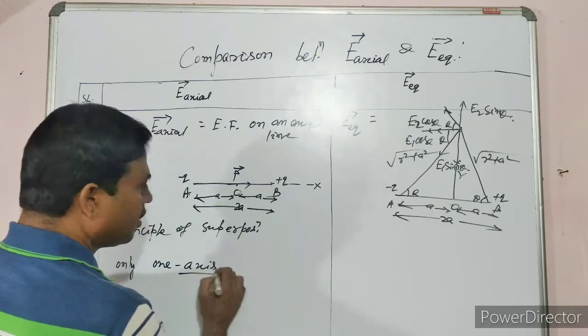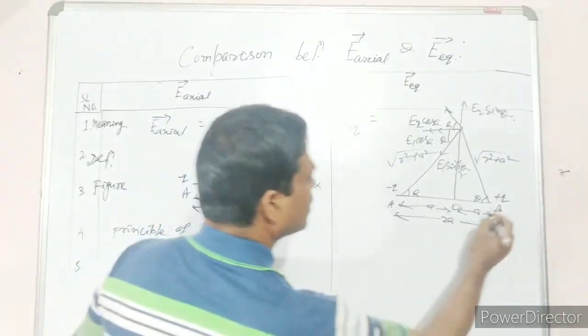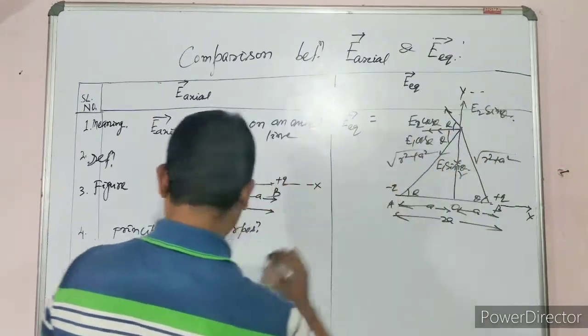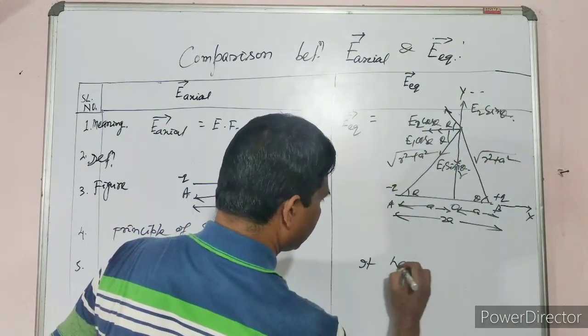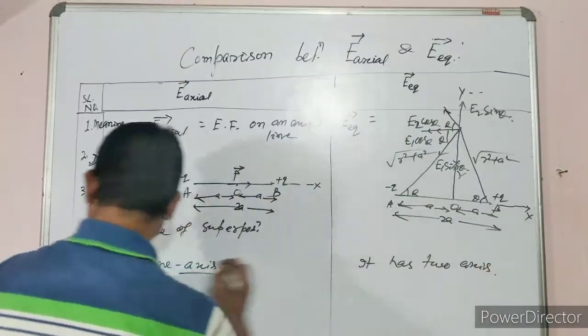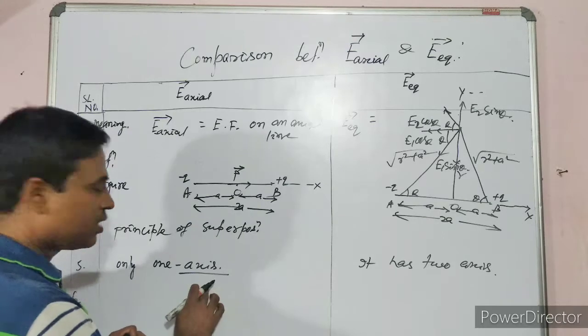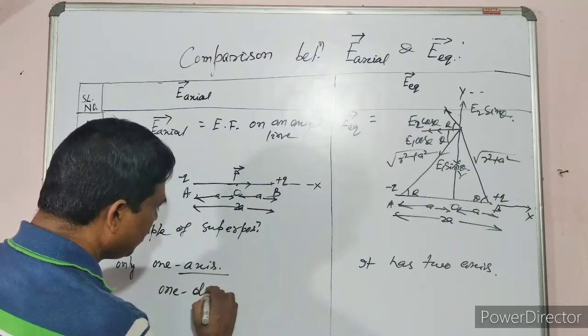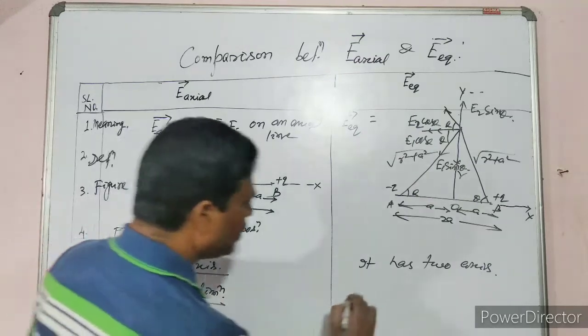Okay, this has two axes. You can give this one as x axis and this one as y axis. So it has two axes. Another important point: one axis means one coordinate, one dimensional. This is two dimensional.